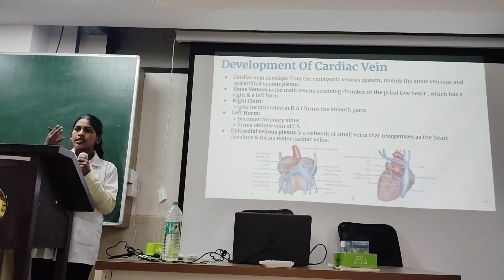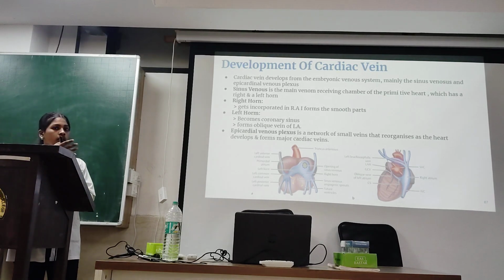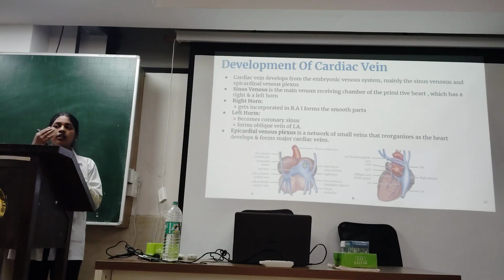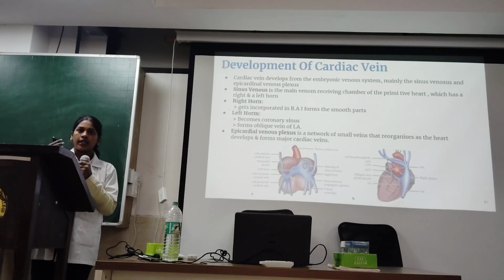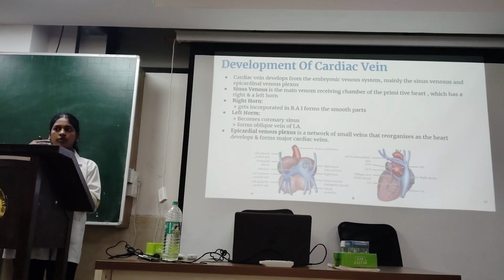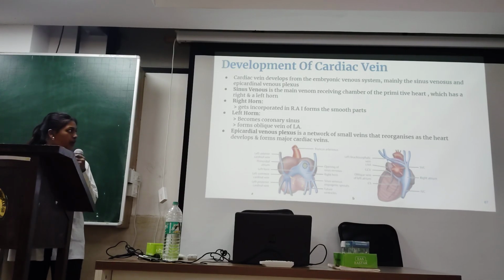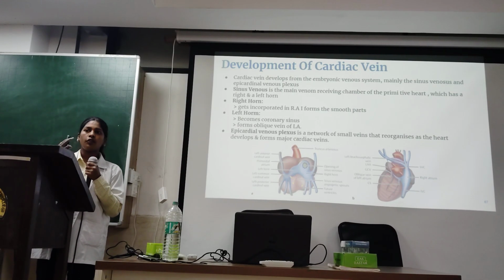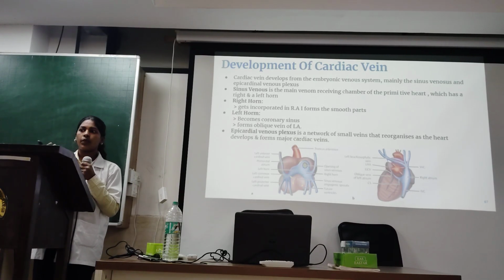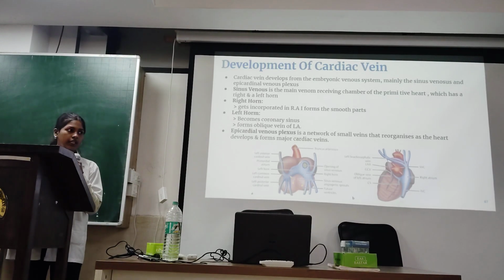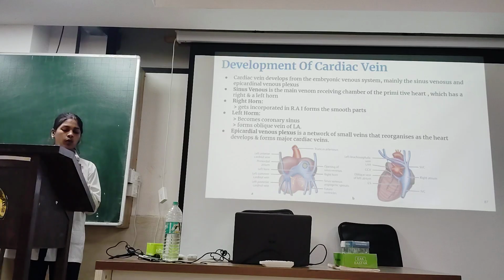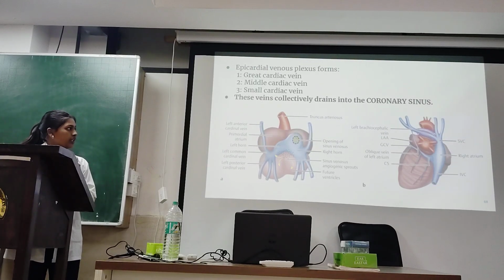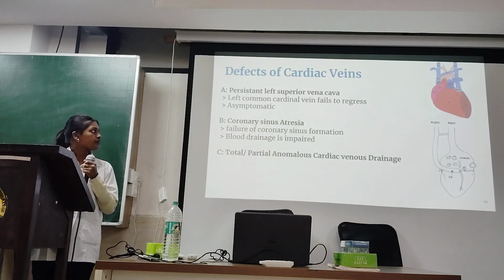As the baby develops, this right horn gets incorporated into the right atrium and forms the smooth part of the right atrium, known as the sinus venarum, and the left horn forms the coronary sinus and the oblique vein of the left atrium. After this, we have the epicardial venous plexus, which is a network of veins that reorganizes and forms major veins like the small cardiac vein, great cardiac vein, and the middle cardiac vein that are going to drain into the coronary sinus.